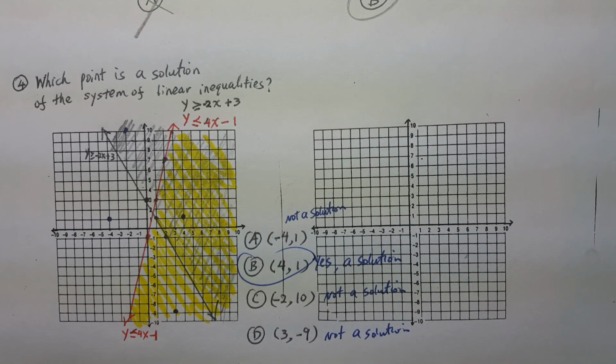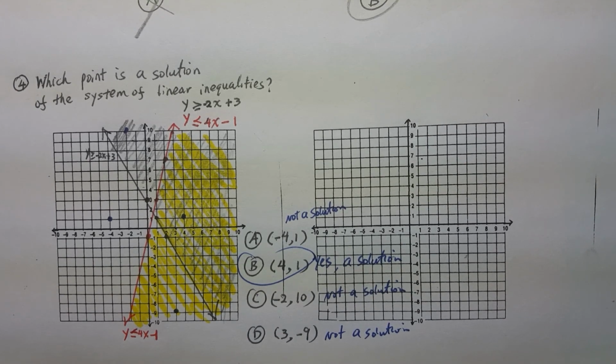So we finished. Go write a summary of the lesson, and then you're going to have 4 multiple choice questions. I'm going to ask you to determine whether the point is a solution, or you are going to check to see which graph is the correct graph.